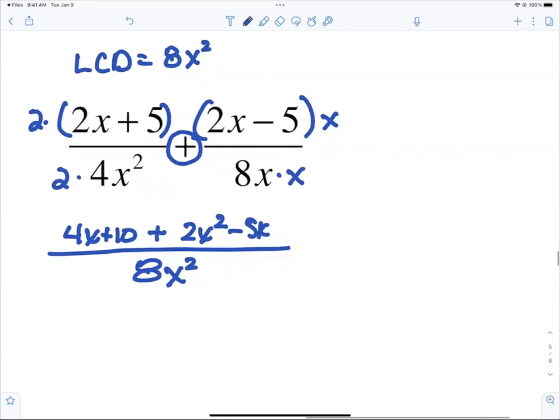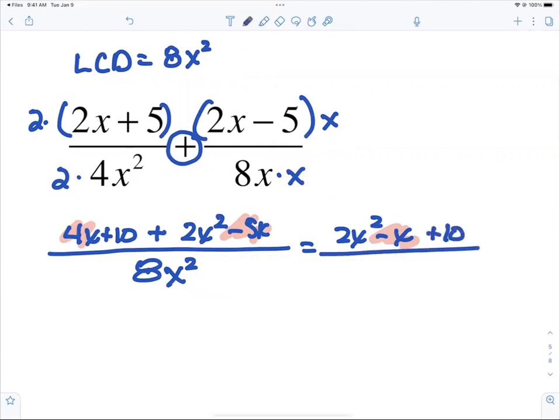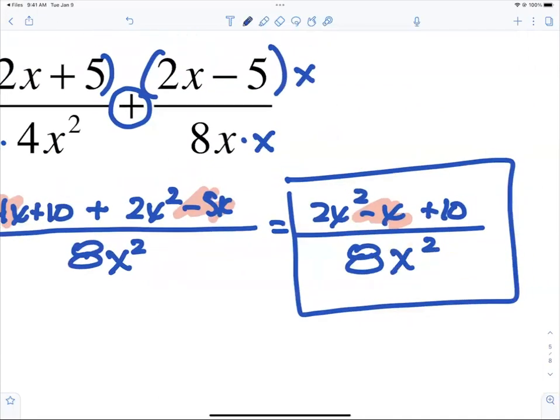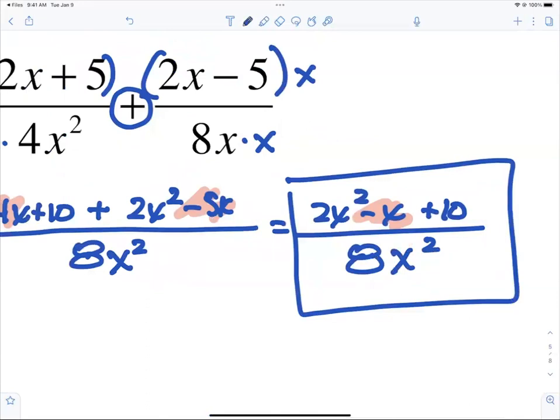Combining like terms and arranging this in standard form, I'll bring 2x squared to the front and I've got minus x, adding together the 4x and the negative 5x, leaving me with just negative x, and then plus 10, and then my denominator is 8x squared. Since the members of the numerator are all connected by addition, there's nothing to simplify out.